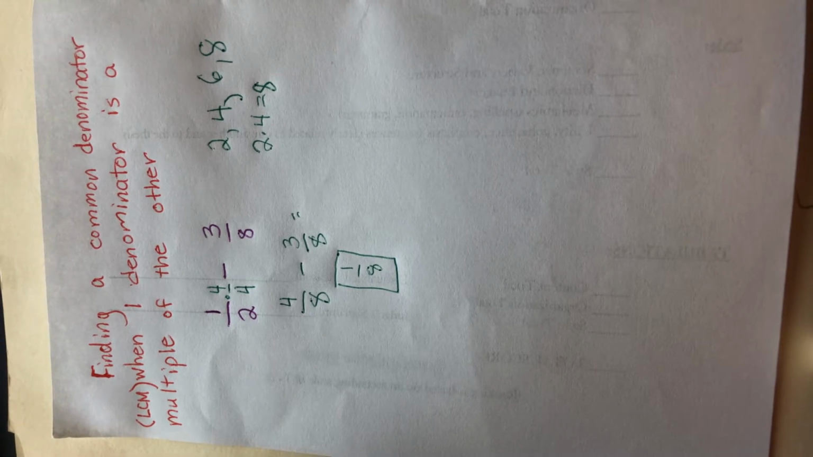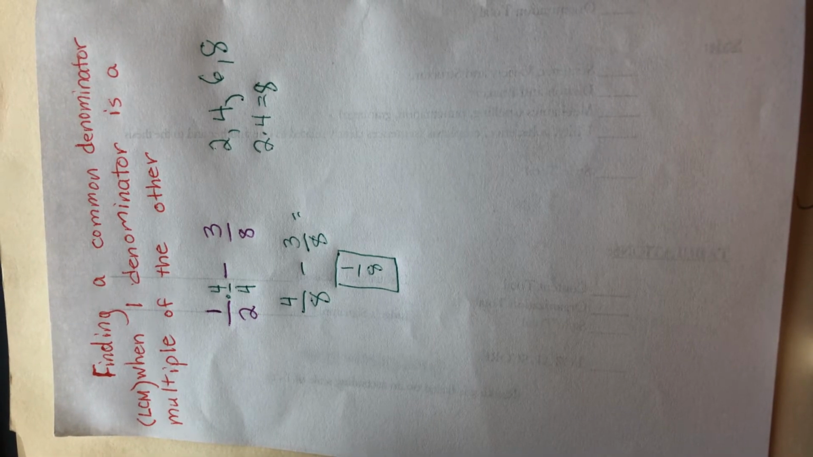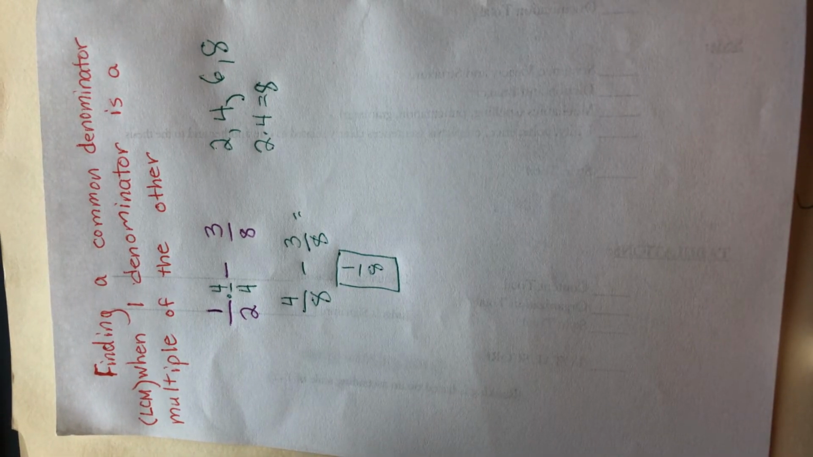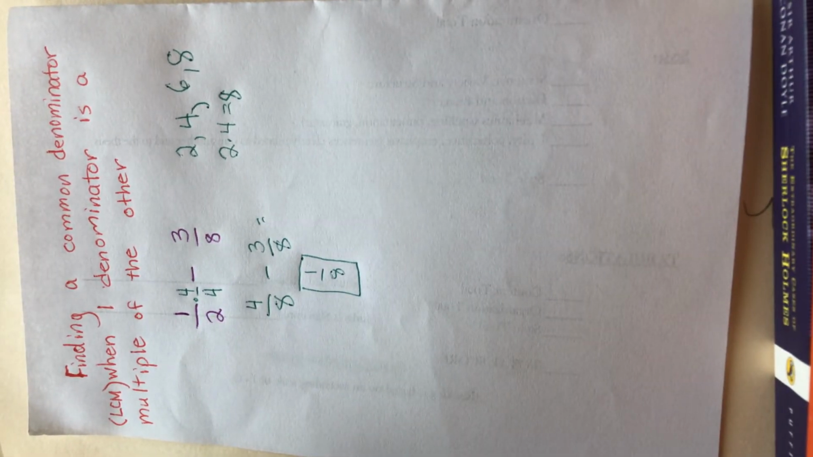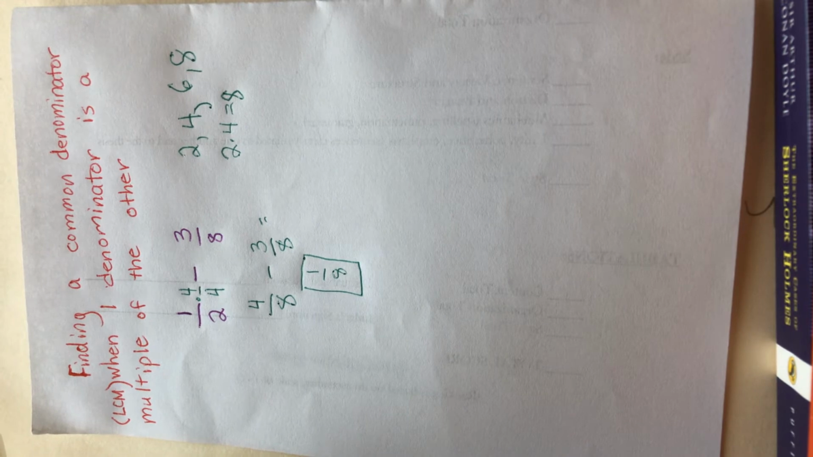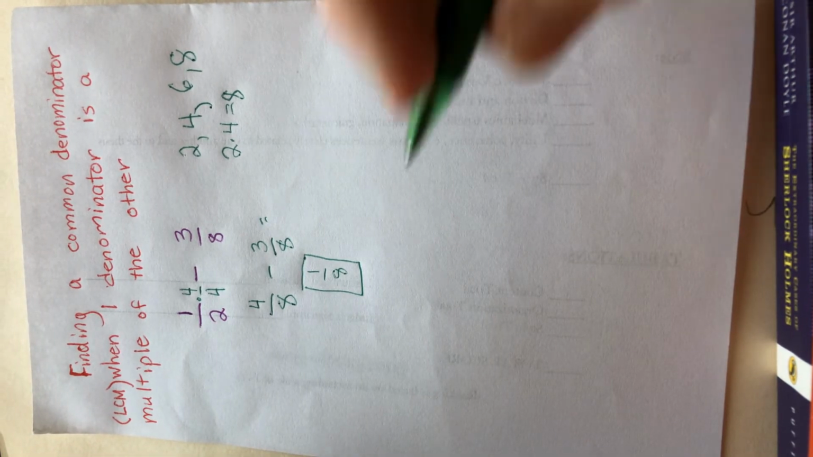Now let's look at a few more fractions and just decide what our common denominator would be. Once you know what you want to use as a common denominator, you know how to change your fraction by multiplying and getting that common denominator. So let's try a few of these.